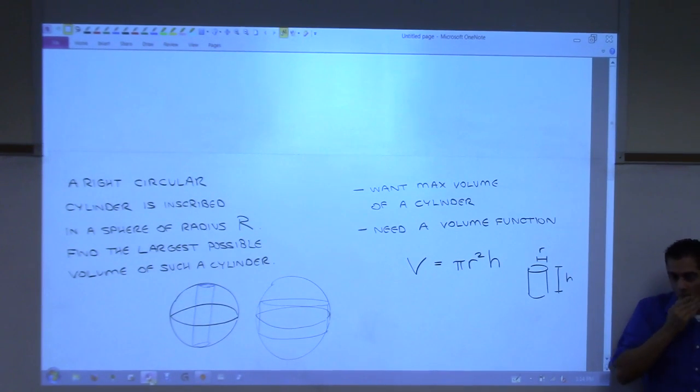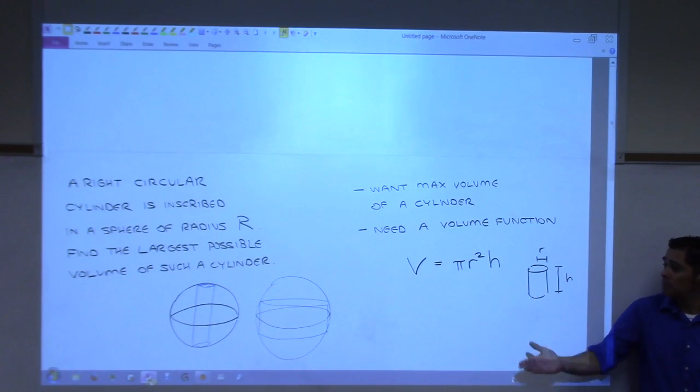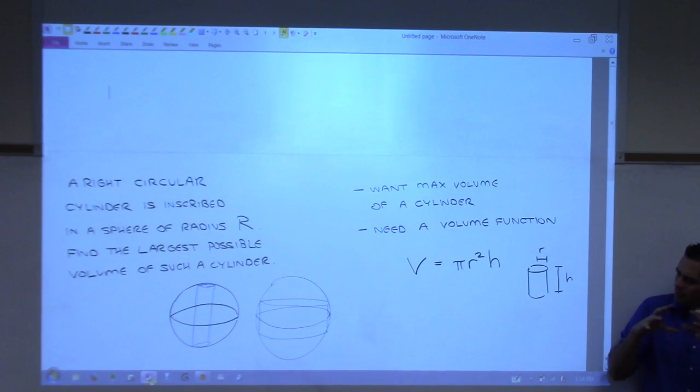So what can I start to look for that will help me get this in terms of one variable? Do you remember what I called it last time? The constraint. So what's the physical constraint of this cylinder? It's got to be inscribed in the sphere. That's obviously a constraint. I can't just let this thing be whatever it wants. It has to fit in the sphere and touch the edges.